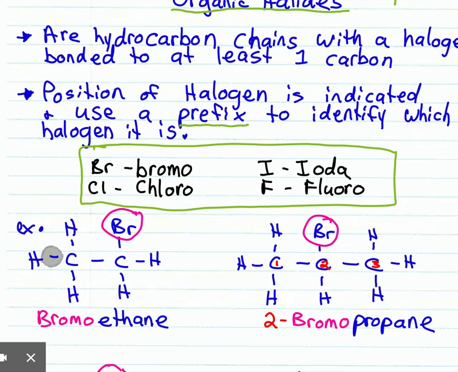Okay, but in this other example that we see right here, there are 3 carbons. So this is propane. It's all single bonds, so ane. And the bromine is on carbon number 2. So this is 2-bromopropane.